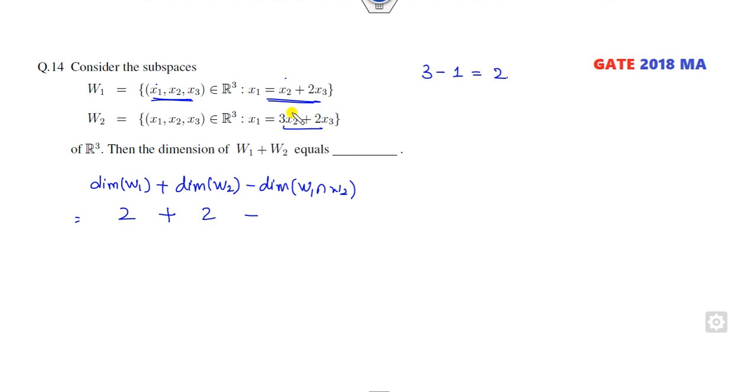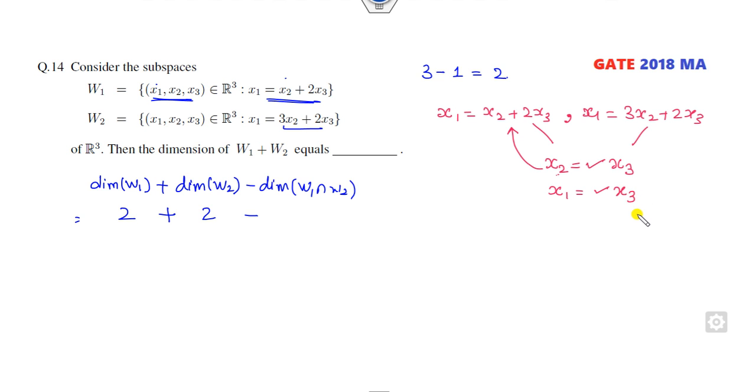How can you find the dimension of the intersection? The intersection is x1 equals x2 plus 2x3 and x1 equals 3x2 plus 2x3. Once you equate them, you will get x2 in terms of x3. Once you find x2 in terms of x3, I can substitute here and find x1 in terms of x3. There is no need to find the exact coefficients of x2 and x3. What is the meaning of that? This space consists of one variable, that is x3, so the dimension is 1. So what is the right answer? Dimension 3 is the correct answer of this problem.